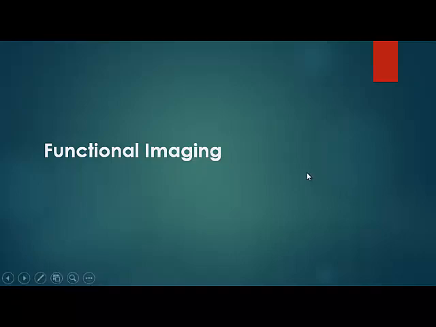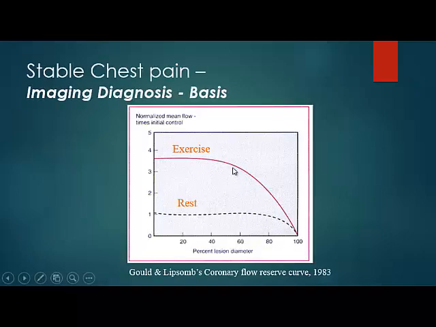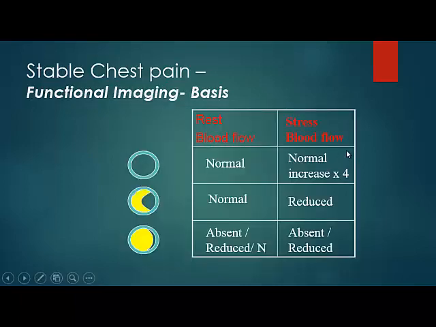So let's look at functional imaging. So again, as I said, this curve is very important. So the increase in blood flow from rest to exercise state is called our coronary flow reserve. So normal flow reserve is around 3 to 4 times. So reduction in flow reserve means that there is ischemia, and this is the basis of any of the stress imaging tests. So that's the normal artery with normal increase in blood flow.